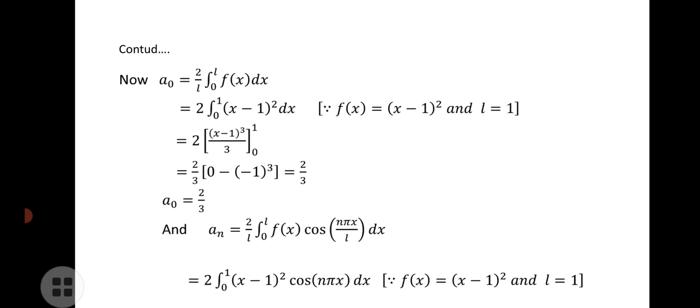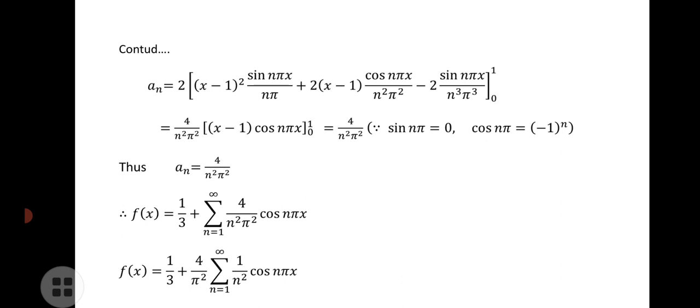Using the integration of x to the power of n, it is x to the power of n plus 1 divided by n plus 1 in between the range 0 to 1. Apply the upper limit and lower limit, we will get a naught equal to 2 divided by 3. For the second term, an, it is 2 divided by L integral 0 to 1 f of x cos n pi x divided by L into dx. Substitute the value of f of x, it is x minus 1 whole square.